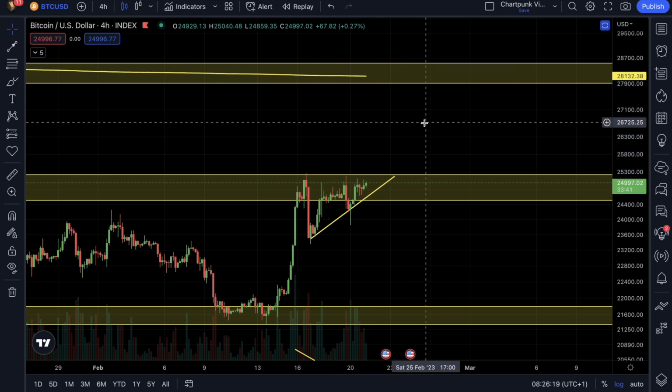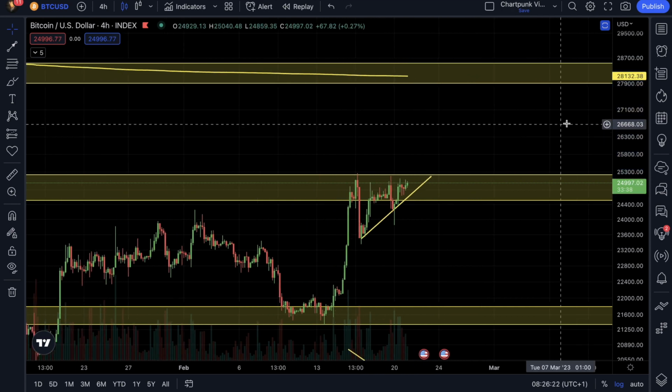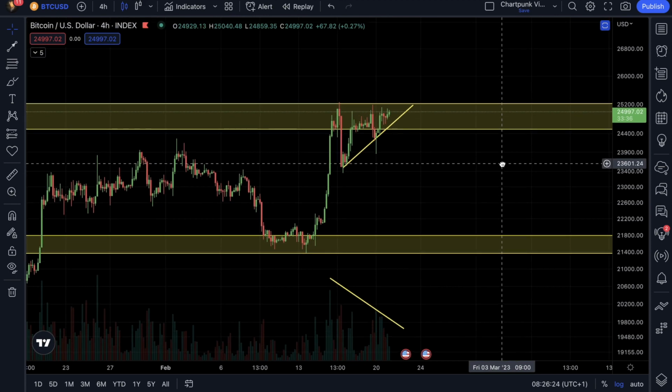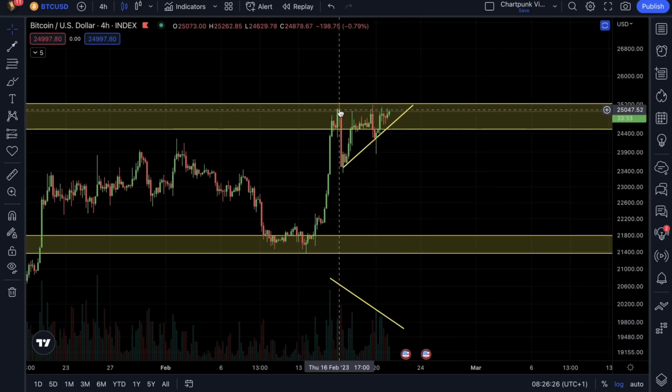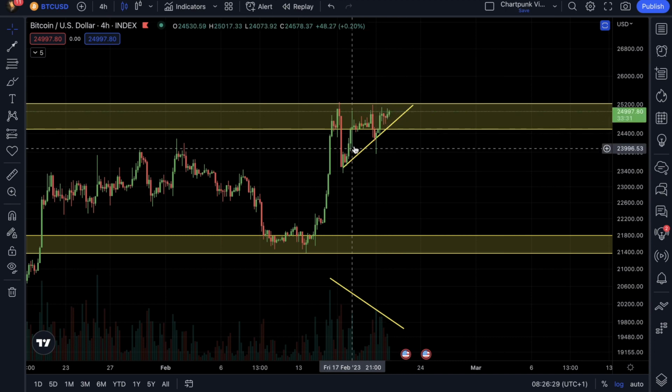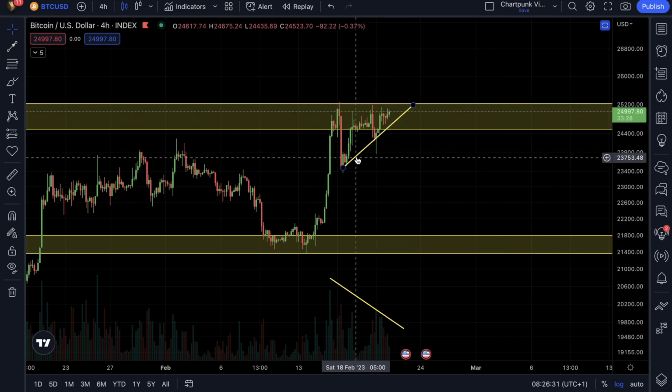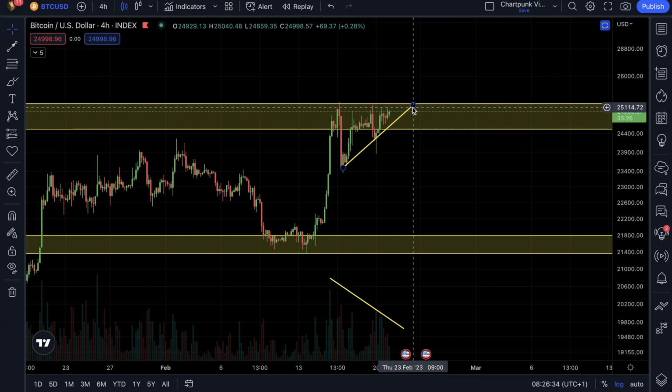So this is a bullish sign and a bullish theory on the Bitcoin market. The volume is nicely descending, volatility is descending, and the bears have less and less power. They are not able to tackle this ascending trend line.